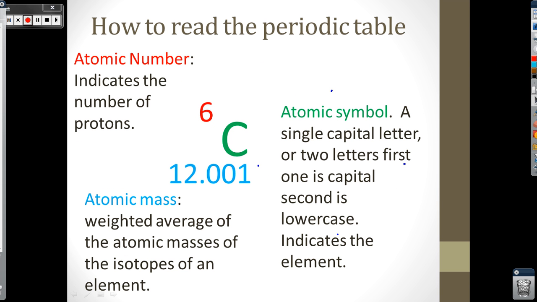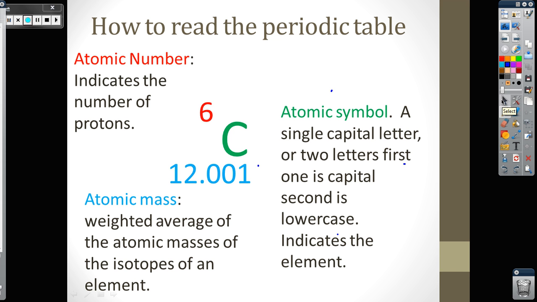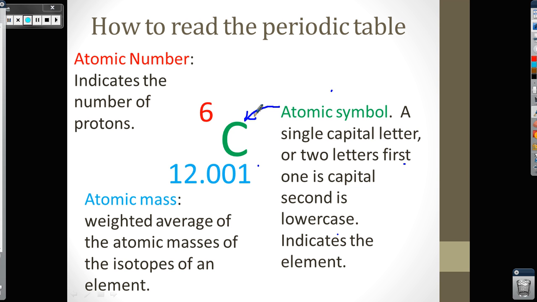Okay, so let's talk a little bit about the periodic table so we understand how to read it so that we can actually build models of atoms. On the periodic table, you're going to see a letter or 2 letters with a small number and then a larger number in there. This letter is the atomic symbol. It's either a single capital letter or 2 letters, where the first one is capital and the second one is lowercase. That tells you the name of the element that you're talking about. In this case, this is our atomic symbol, and it stands for carbon.